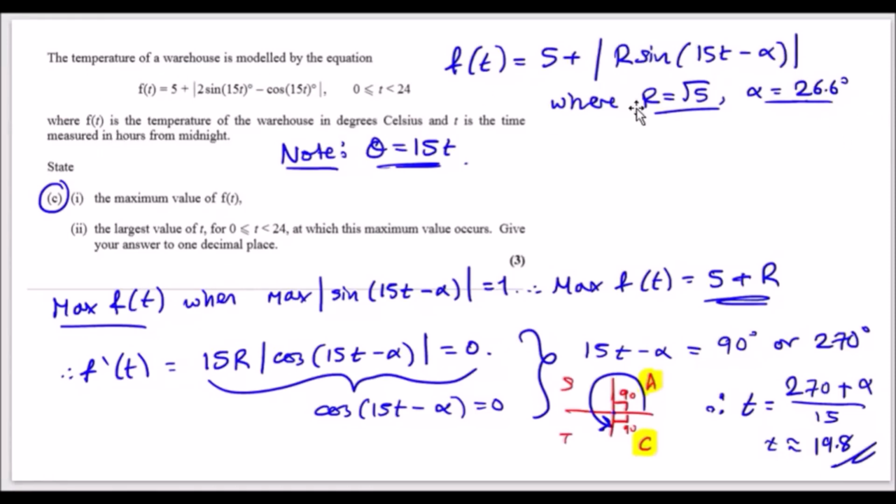Now, state the maximum value of f(t). What this means is that we want to get the absolute highest possible value of f(t), and to do that we need to look at every term. When we look at 5, the maximum value of 5 is 5, because you can't do anything to it. Now when we look at the bulk of this term, we need to see what we can maximize this to.